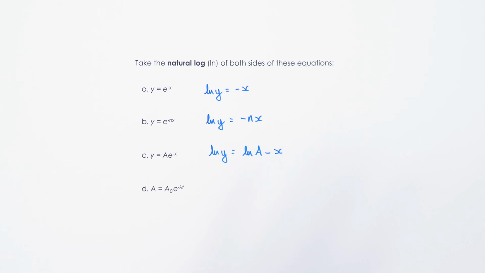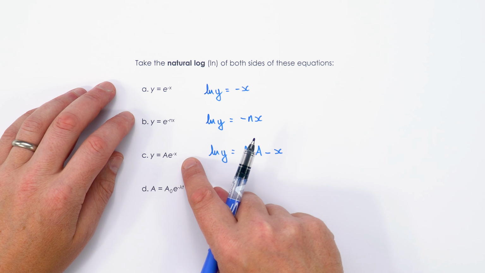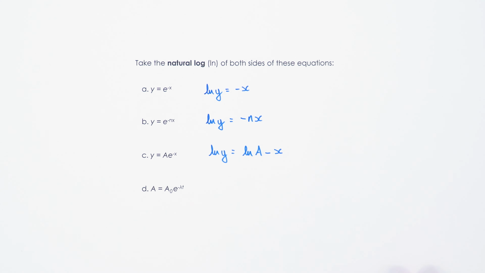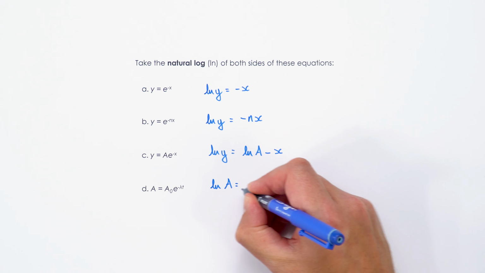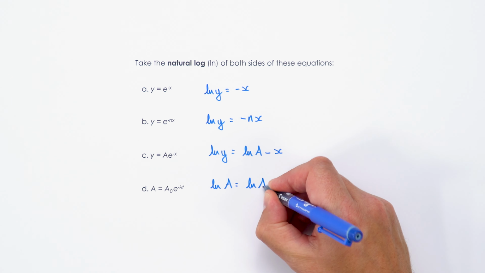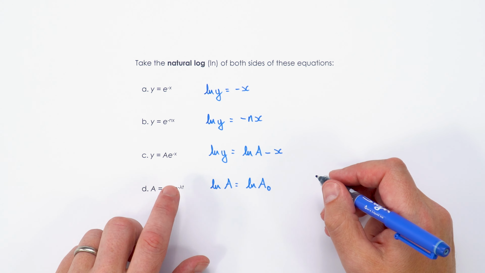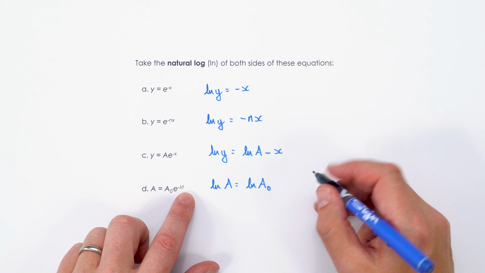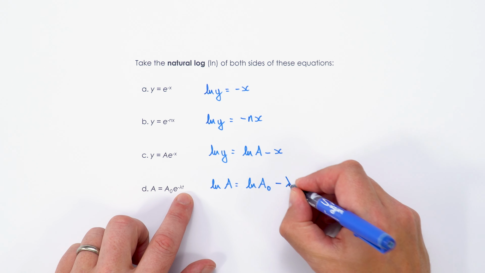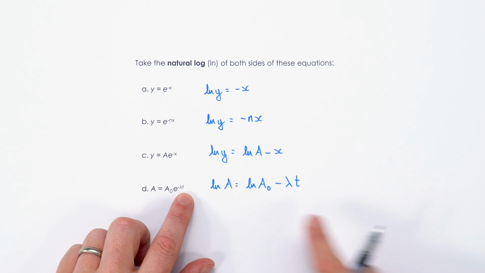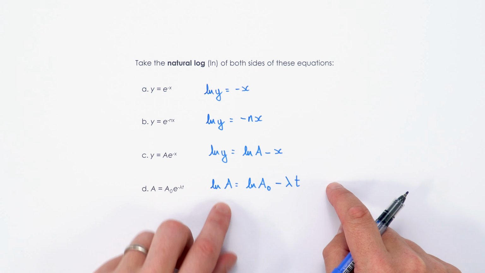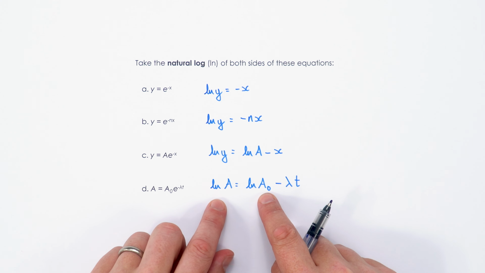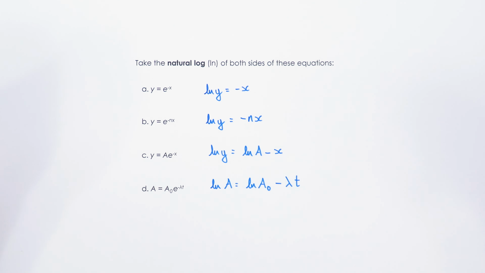Now for the next one, it's exactly the same process. We're just using different letters, not our normal x and y's. So we're going to take the natural log of a, and that's going to be equal to the natural log of a naught, and then we're going to take the natural log of e to the minus lambda t, which is just minus lambda t. And that's all we need to do. You don't necessarily need to understand what all of these letters actually represent, but that's the way that we can take the natural log of both sides of that equation.